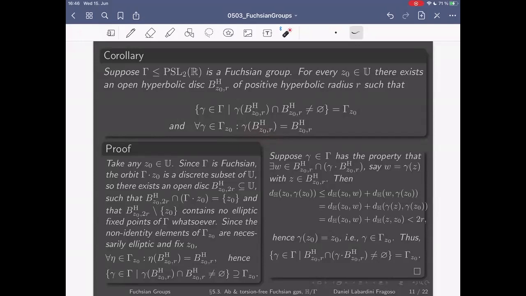So basically we have our fixed point Z0. We can choose a hyperbolic disk around it, such that the translates which it intersects are exactly those which fix this point Z0. So that's the stabilizer of Z0. And how does the stabilizer act? It acts by an automorphism of this hyperbolic disk.